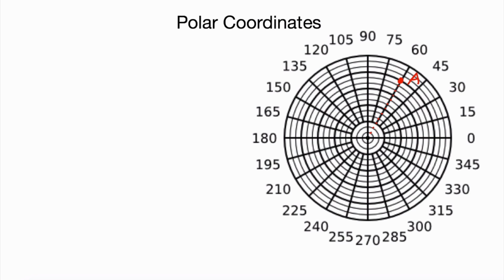Here we're going to mark a point A. We're going to show the many different ways that A can be represented as a polar coordinate. First, we need to determine what the radius is. So we count out how many circles from the pole we have, and we end up with 12.